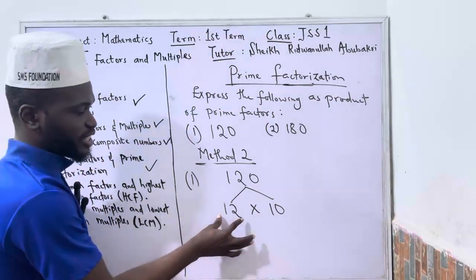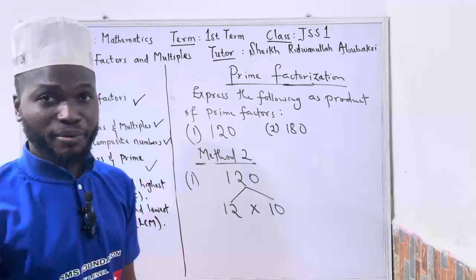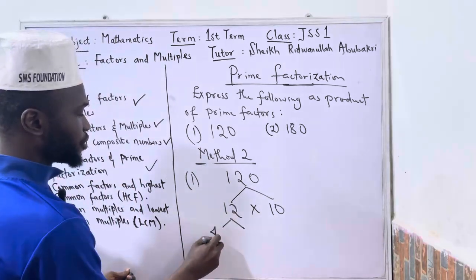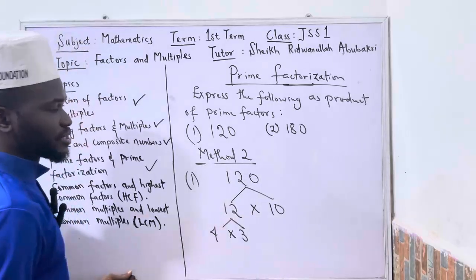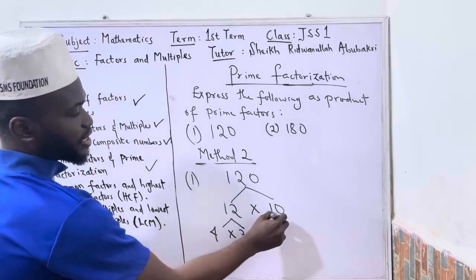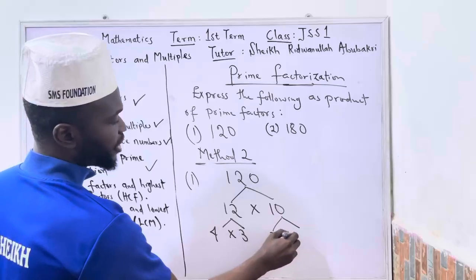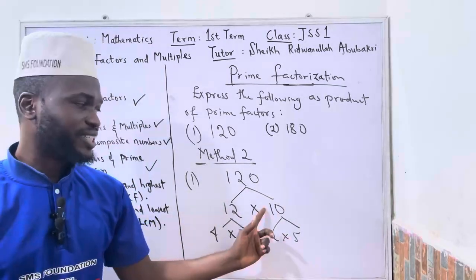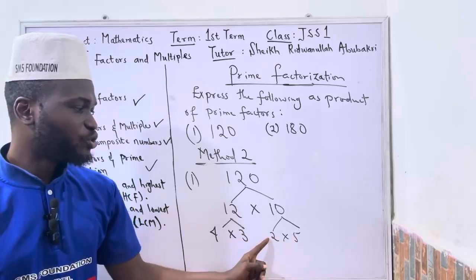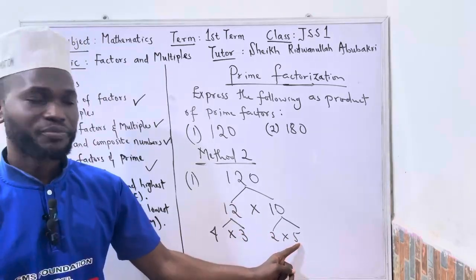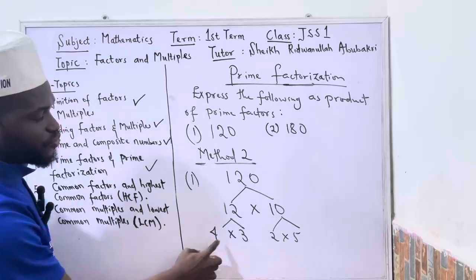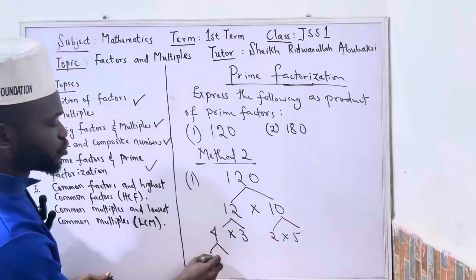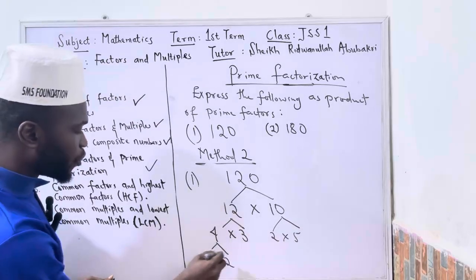Now, notice that 12 and 10 are not prime numbers. So I can break 12 to 4 times 3, and 10 can be broken to 2 times 5. I'm done with 10, because 10 is 2 times 5, 2 is prime, and 5 is also prime. But here, I am not done. 4 times 3, 4 is not prime, but 3 is prime. That means I can break this to 2 times 2 also.